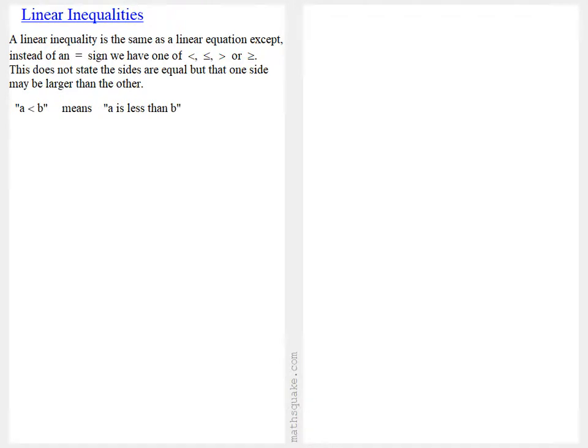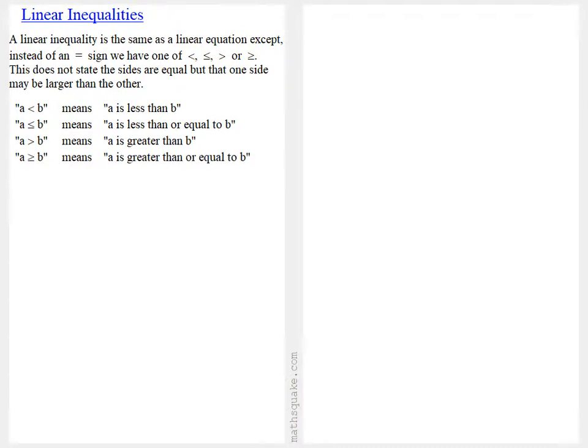So A with an arrow pointing to the left, B, means A is less than B. A with an underlined left arrow, B, means A is less than or equal to B. A with a right arrow means A is greater than B. And A with an underlined right arrow, B, means A is greater than or equal to B.